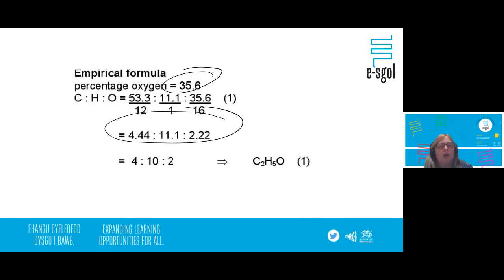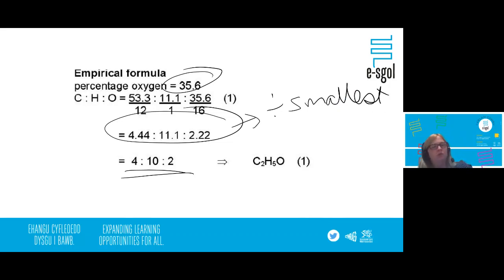Now, some of you might look at numbers and your brains suit numbers better than others. Don't be discouraged if your brain isn't of that type. Some of you might automatically see that that is a ratio 4:10:2. If that is not clear, then the approach I would take, as I said earlier, is to divide by the smallest. So you would divide 4.44 by 2.22, 11.1 by 2.22, and that would give you the empirical formula in the ratio you want, which is C2H5O.